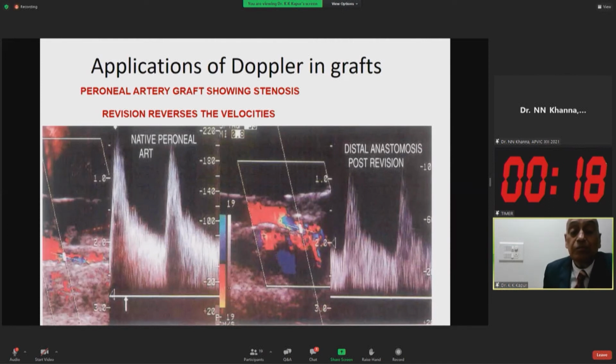Now, there are some applications of Doppler in grafts. You have this peroneal artery graft showing stenosis, and this is a saphenous graft, and you see high velocities indicating that there is a narrowing at the site of this anastomosis with the peroneal artery. And when you do a revision of this anastomosis, these peak velocities fall to 100 centimeters per second from an earlier one of 200 centimeters per second.